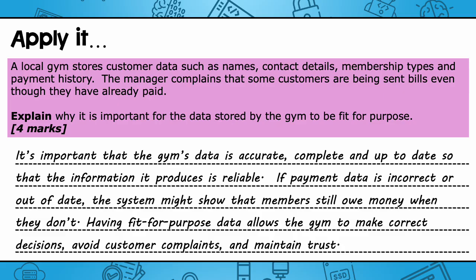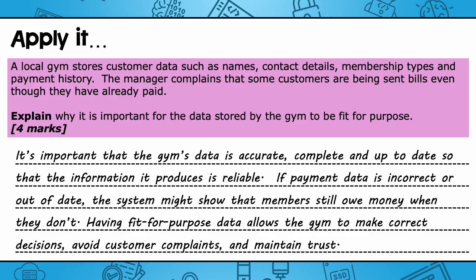So we already know, we're now saying there that these are the reasons why it's got to be fit for purpose, so it's reliable. If payment data is incorrect or out of date, the system might not show that members still owe money when they don't. So we're linking it, it's in context with the question that we've been asked about the gym. Having fit for purpose data allows the gym to make correct decisions, avoid customer complaints and maintain trust. So we've said why data must be fit for purpose.